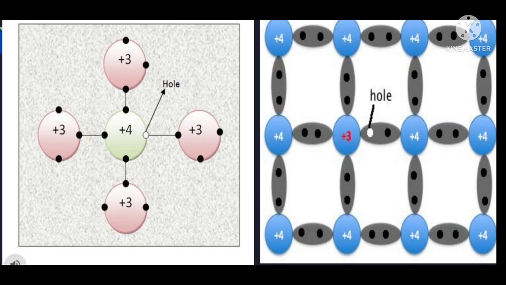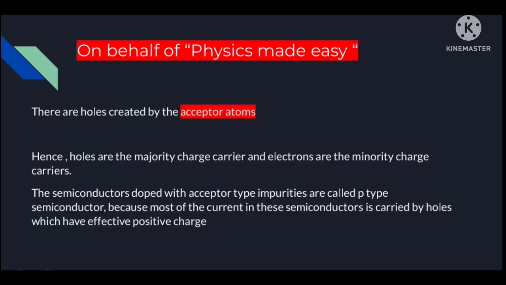This deficiency of electron is called a hole. We can see in the figure that there is a creation of a hole, and this hole always behaves like a positively charged particle. Then this hole starts attracting electrons from the neighboring covalent bond to fill itself. Now a new hole is created at the site from which the electron has been attracted. In this way, a number of holes are formed by adding more and more trivalent atoms in the semiconductor crystal. So here are holes created by the acceptor atom.